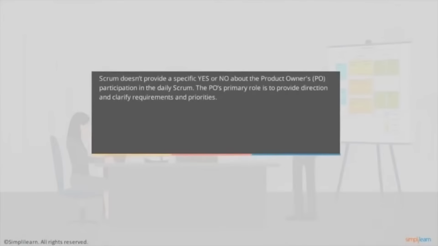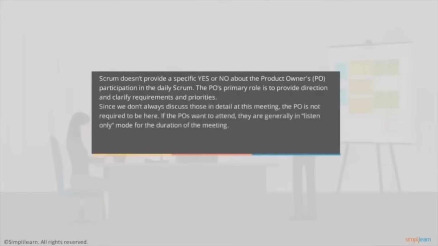Scrum doesn't provide a specific yes or no about the product owner's participation in the daily Scrum. The PO's primary role is to provide direction and clarify requirements and priorities. Since we don't always discuss those in detail at this meeting, the PO is not required to be here. If the POs want to attend, they are generally in listen-only mode for the duration of the meeting. They can use the information gathered during the meeting for separate offline conversations.